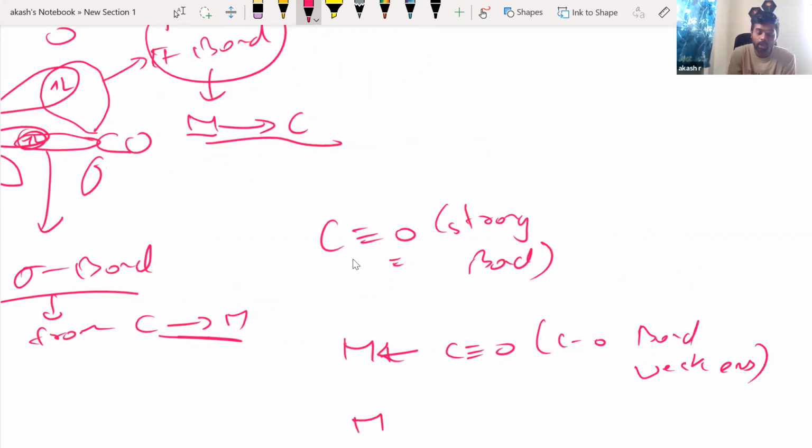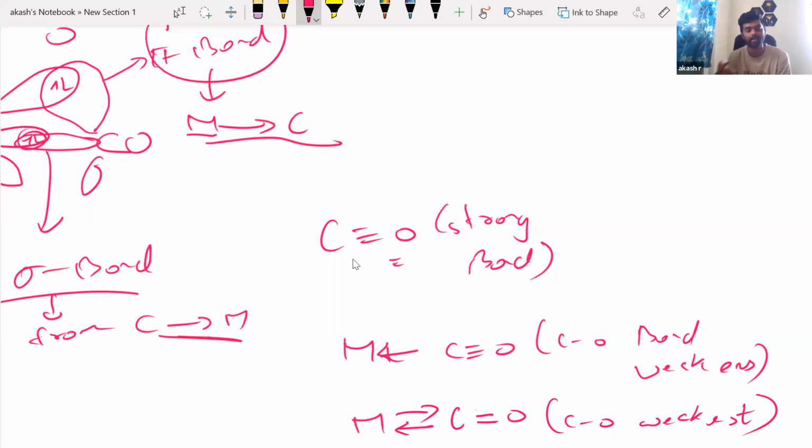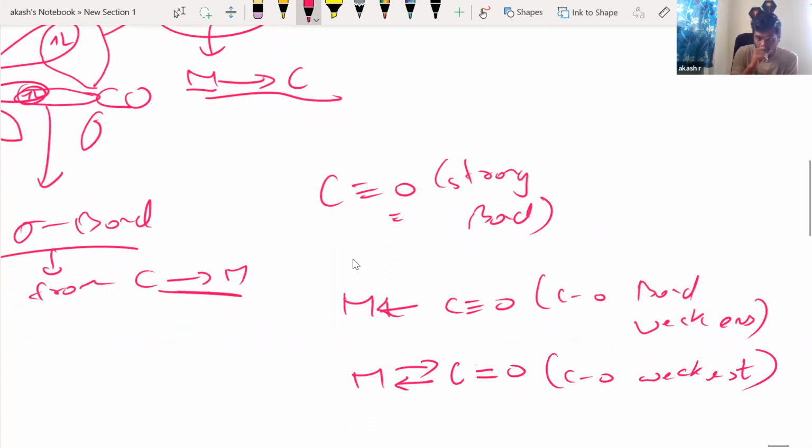Right. Now, if I'm going to have a double bond between carbon, one bond coming like this, another bond coming like this, obviously carbon cannot have more than 4 bonds, so it is going to be a double bond. So the CO bond is the weakest here. Obviously, we know a triple bond is the strongest, then the double bond comes, then the single bond is the weakest.